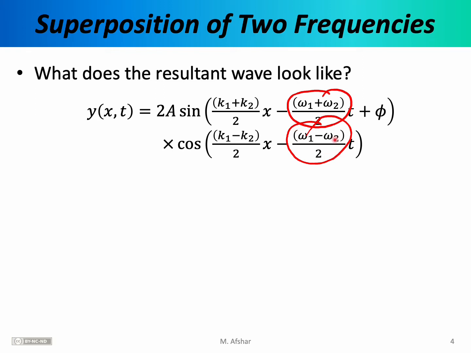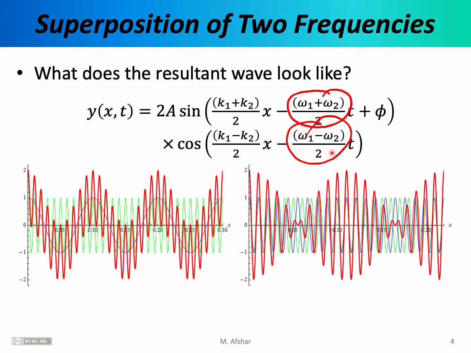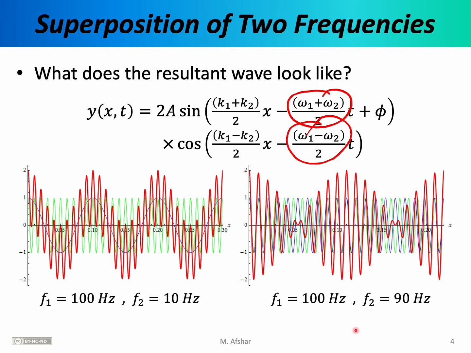If the two angular frequencies are very similar, very close to each other, then their difference is going to be nearly zero, and so the second wave will have a negligible angular frequency. The two cases that we're talking about are shown here. On the right, we have a situation where we're considering the superposition of two similar frequencies, 100 Hertz and 90 Hertz. On the left, we have the superposition of two very different frequencies, 100 Hertz and 10 Hertz.